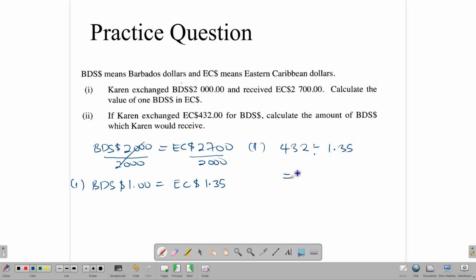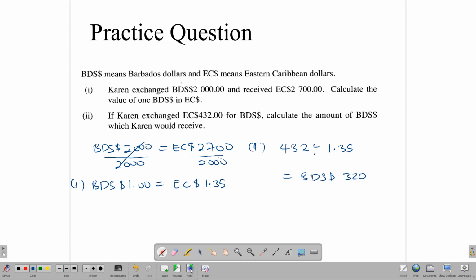And when you divide your 432 by $1.35, you end up with $320 in terms of Barbadian dollars. So let's write that out properly. BDS dollars, 320. All right, that's our second question.